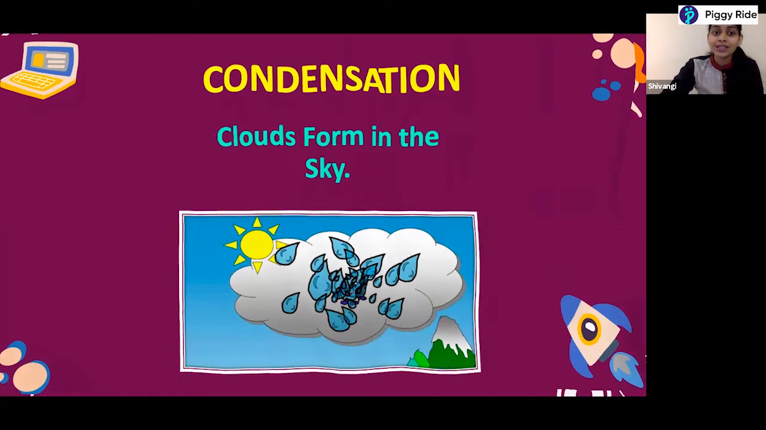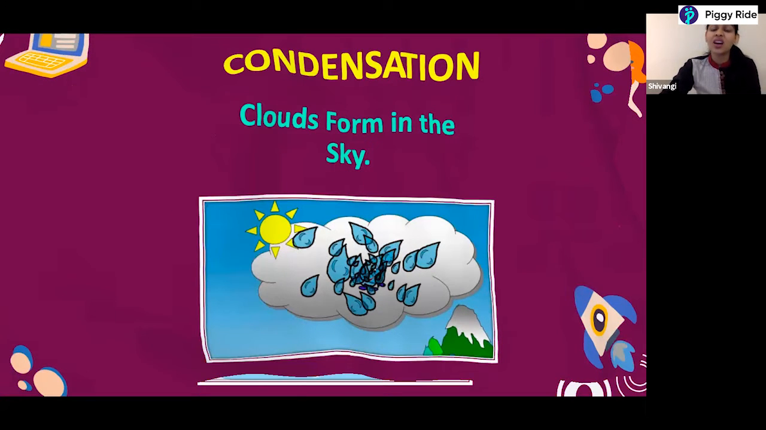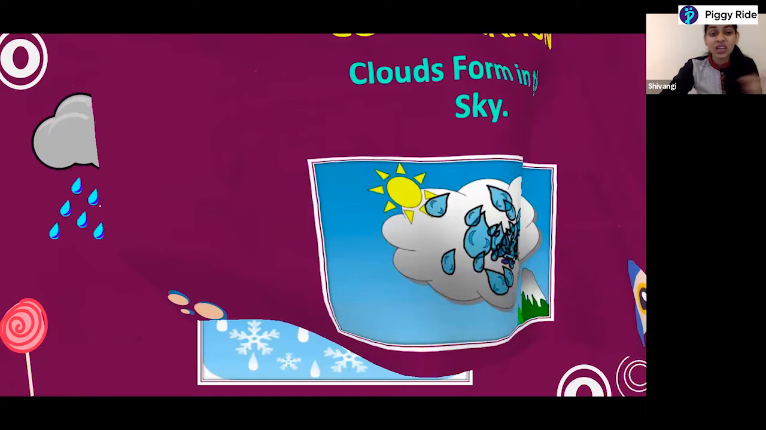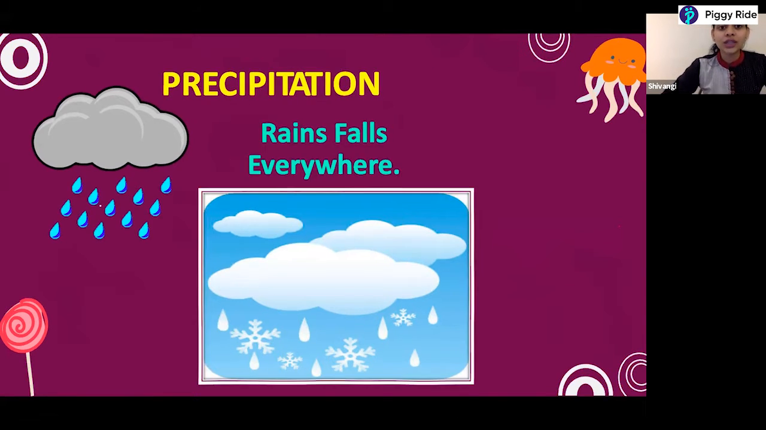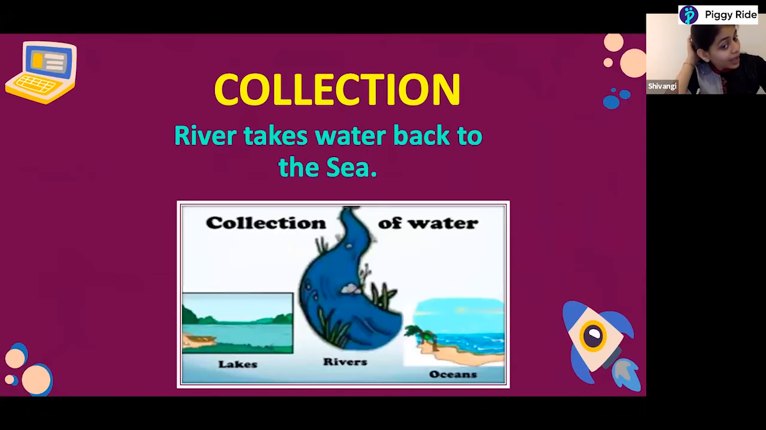Once the clouds are formed, they again fight so much and get stuck to each other, and they fall back as rain droplets. This is called precipitation. Rain falls everywhere. And after that, all the water is again collected into the water bodies, back to the seas, oceans, rivers, lakes. That is collection.